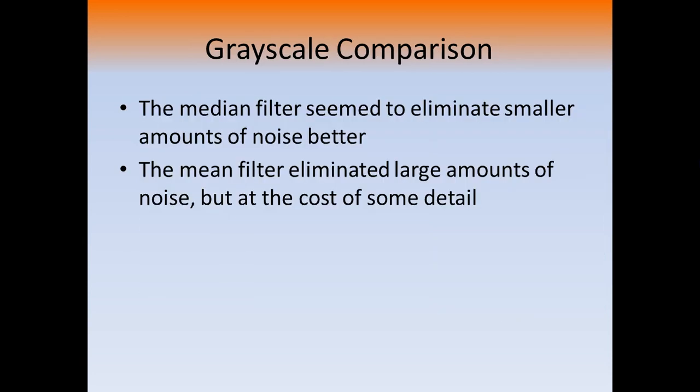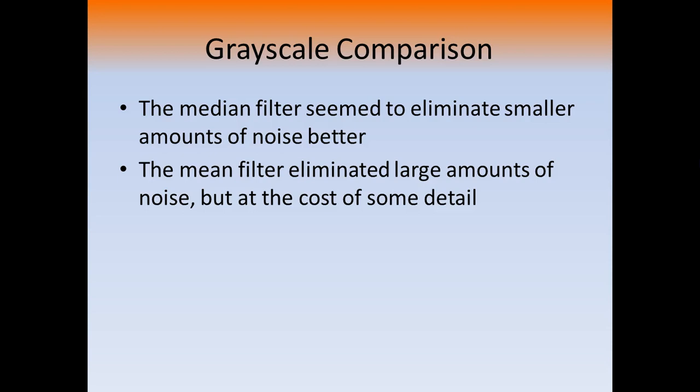So in all, just some broad overarching thoughts after going through that: the median filter seemed to eliminate smaller amounts of noise that was less prevalent a little better, such as the salt and pepper, and it did very well in the Poisson and Gaussian. But when there was a lot of noise, as in the speckle noise, it didn't do a very good job at all. The mean filter did a much better job with large amounts of noise, such as the speckle filter, and then also did as well as the median filter in the Gaussian and the Poisson.